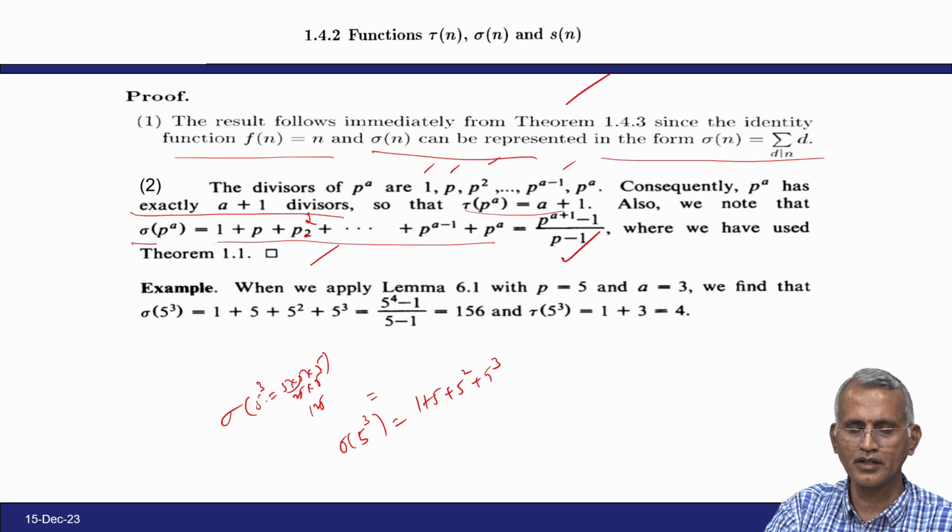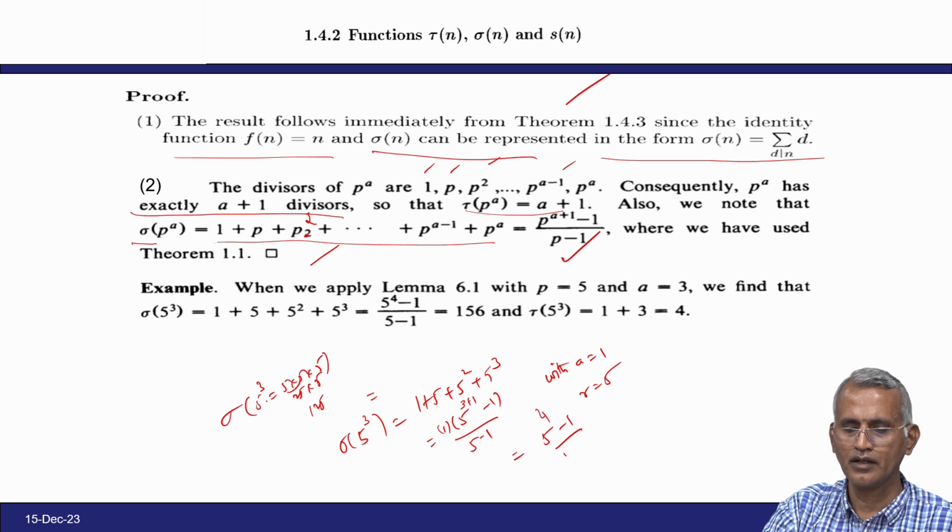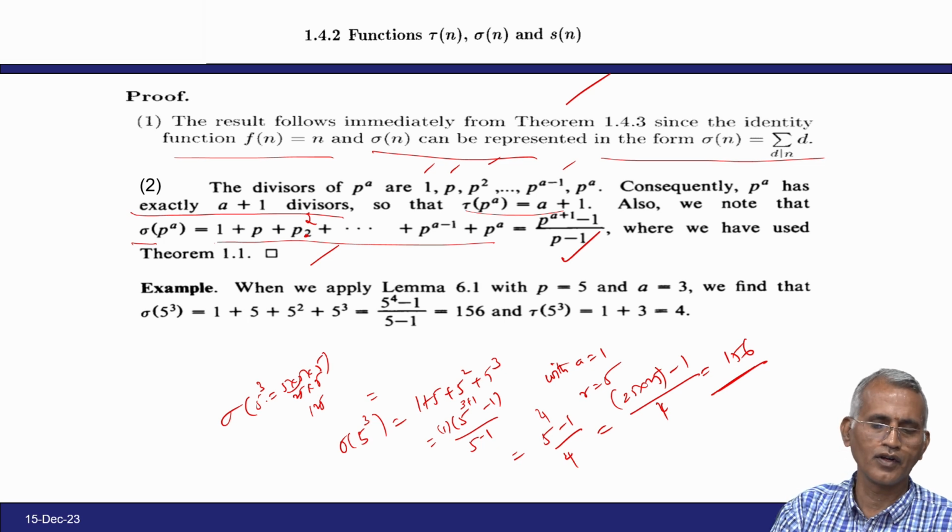So, it is a geometric progression with first term a equal to 1 and r equal to 5. Therefore, 1 into (5 power n plus 1 minus 1)/(5 minus 1), where n is 3, is equal to (5 power 4 minus 1)/4, which is equal to (625 minus 1)/4, which is equal to 156. Therefore, it follows from that.